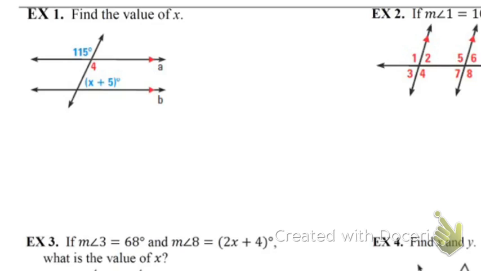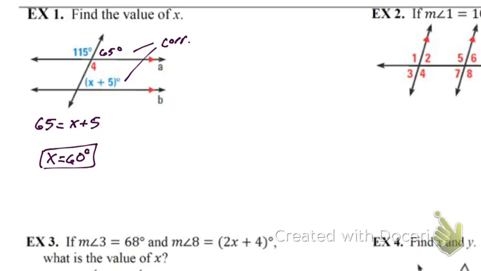I should get 65. And where should I put that? You should put that at the angle right next to it. So you want 65 right here? Yeah. And then because that angle, 65, and x plus 5 are corresponding angles, they equal each other. So you do 65 equals x plus 5. Should I keep going? You should probably solve it. So what does x equal? X equals 60.